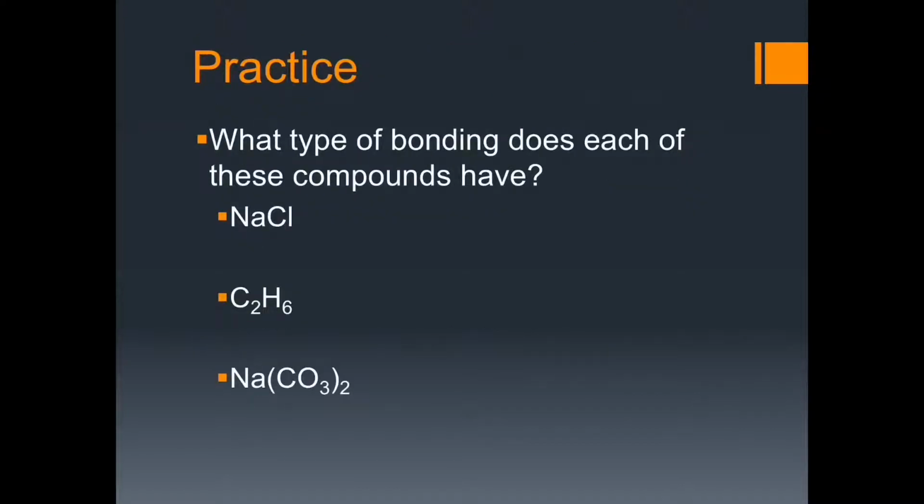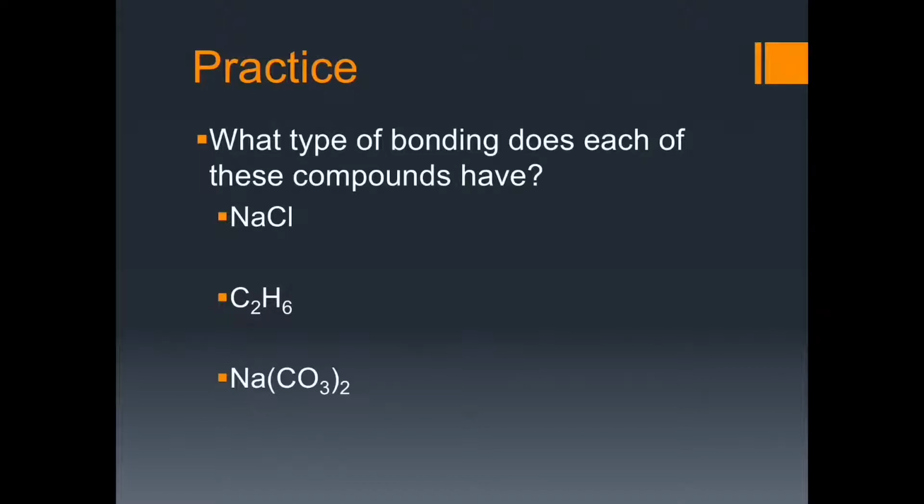So let's do some practice. I just want to figure out if you can identify what type of bonds each of these compounds have just by looking at where they're at on the periodic table and figuring out whether they're a non-metal metal compound, which means that they're an ionic bond, or if they're a non-metal non-metal compound, which means they have a covalent bond. So the first one here is NaCl.